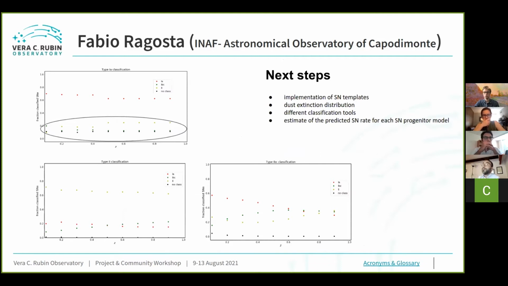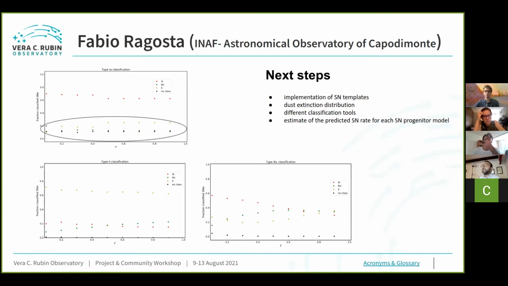So I estimate for each redshift bin what is the fraction of the correctly classified supernovae, and more importantly, the fraction of misclassified supernovae for each type. Next steps for this work would be the implementation of more supernova templates, so using a wider set of observed supernovae, applying also a dust extinction distribution, and using different classification tools to compare the performances.